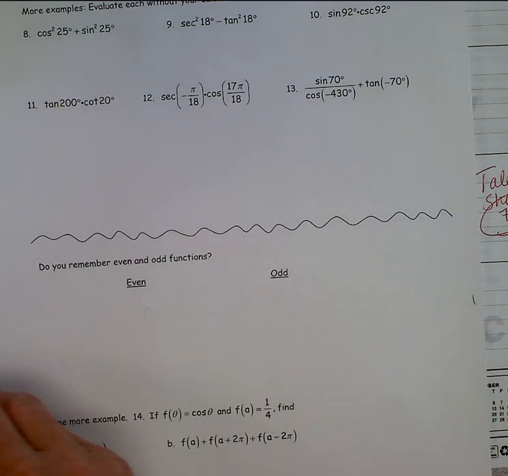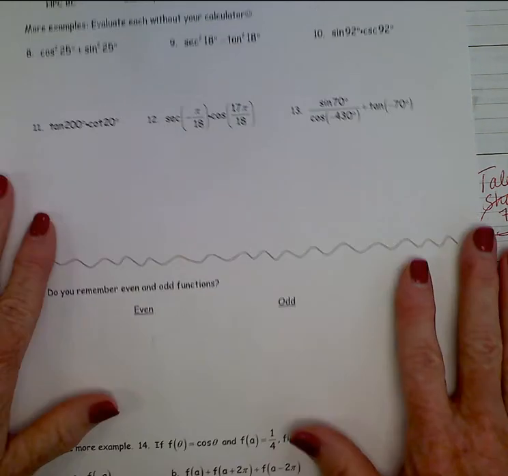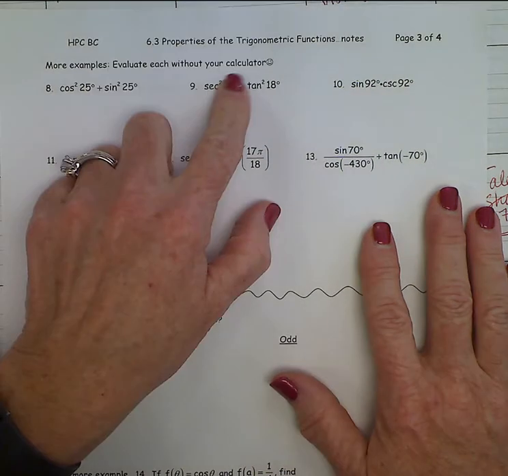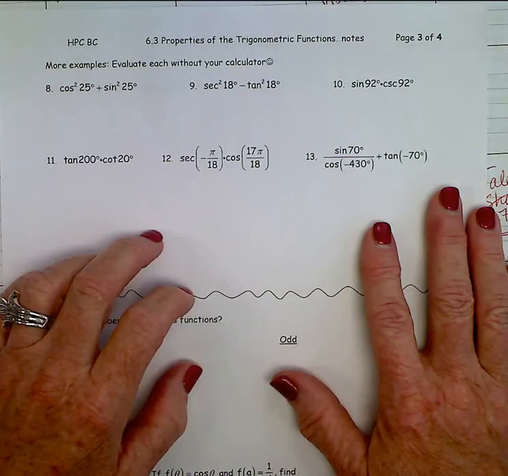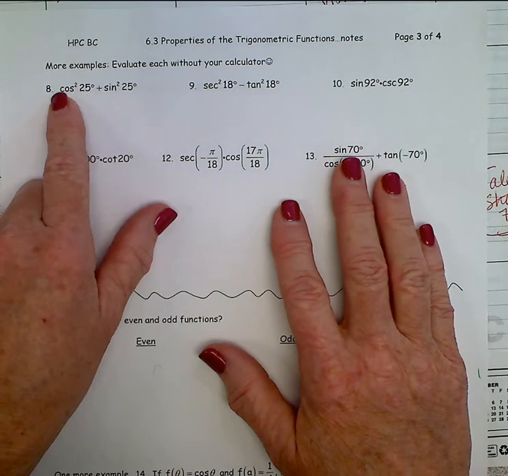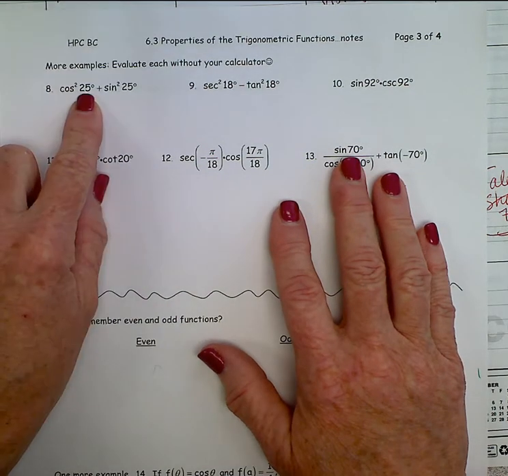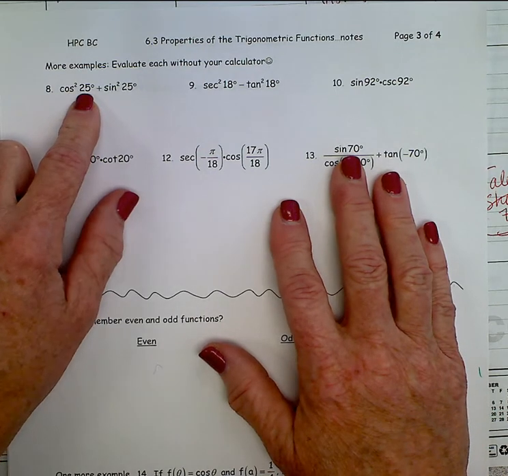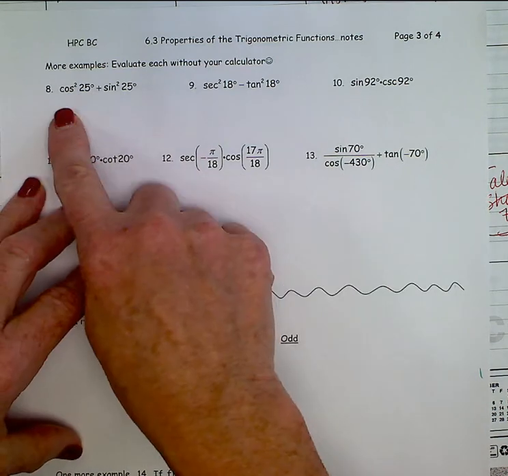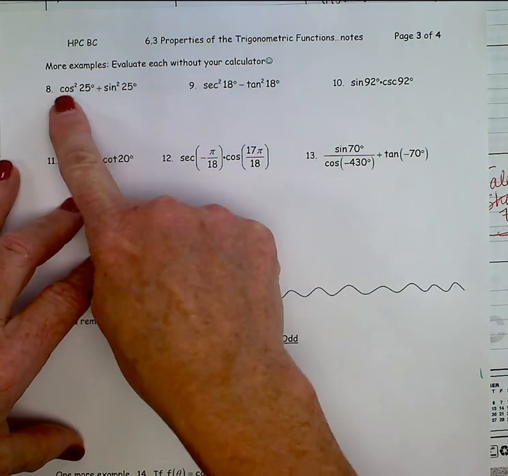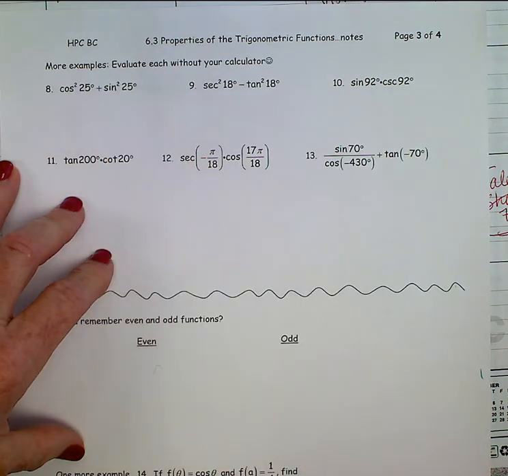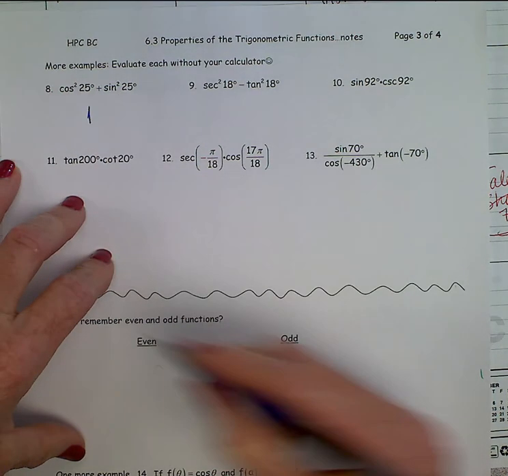All right, let's go ahead and see if we can use some of these to solve some problems. We're going to evaluate these without your calculator. All right, cosine squared of 25. Is 25 degrees a nice spot on the unit circle that we've memorized? No, it's not, but we notice that this fits that pattern. Cosine squared of something plus sine squared of the same something, that's 1.